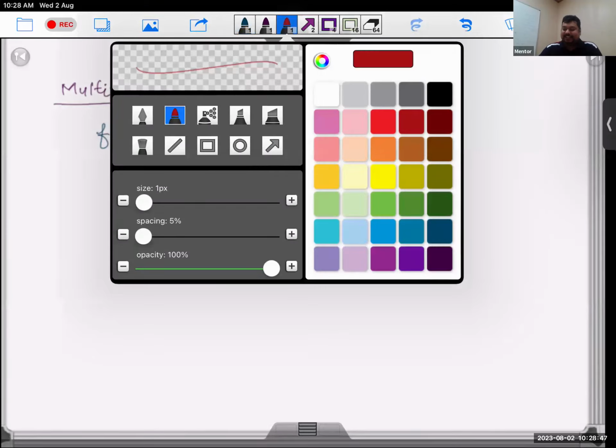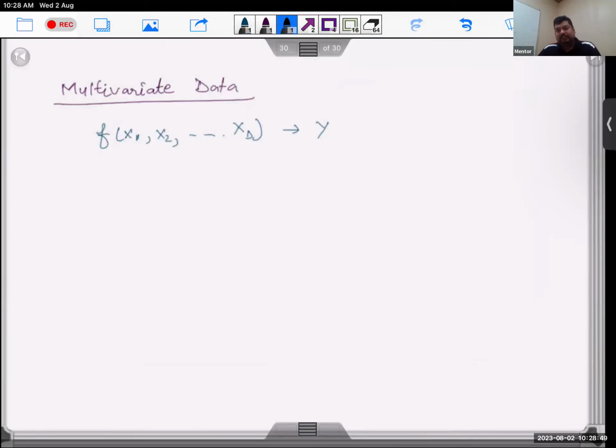So now I have multiple features. For one feature, how did you write a linear function? Y hat was mx1 plus c, right? I'm going to rewrite this to make it generic: theta1 x1 plus theta naught. I'll just rewrite this to show that m is theta1 and c is theta naught.